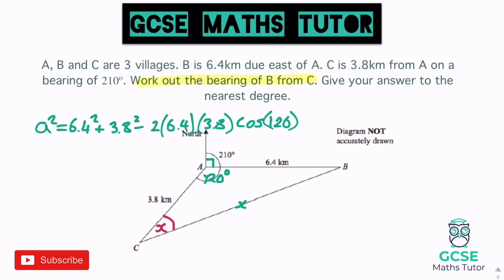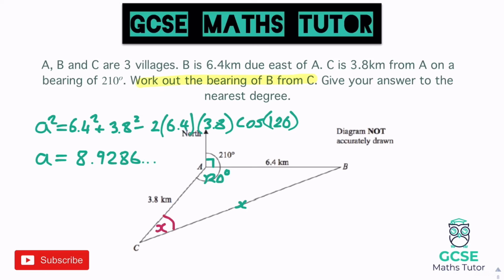Okay, so I'm going to square root that all in one go, just to get the value of a nice and quick. So I'm going to do the square root of 6.4 squared plus 3.8 squared minus 2 times 6.4 times 3.8 cos 120. Pressing equals, we get our value, 8.9286. There are a few more decimals after that, but I'm just going to leave it as it is. It only wants my answer to the nearest degree.